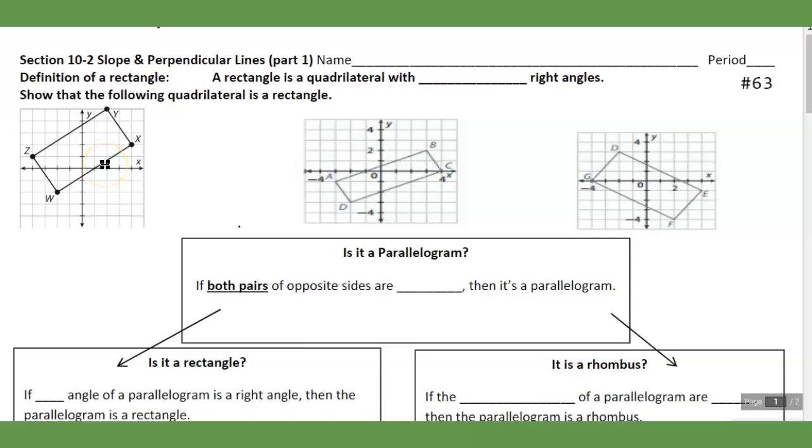Let's get started. Just like we did in the first section, we spent 2 days on it. The first day was really all the information. The second day is a little more practice. That's what we did yesterday. We're going to do the same thing, but with the rectangles and the rhombus, and proving it using the different properties. So there'll be a lot of stuff today.